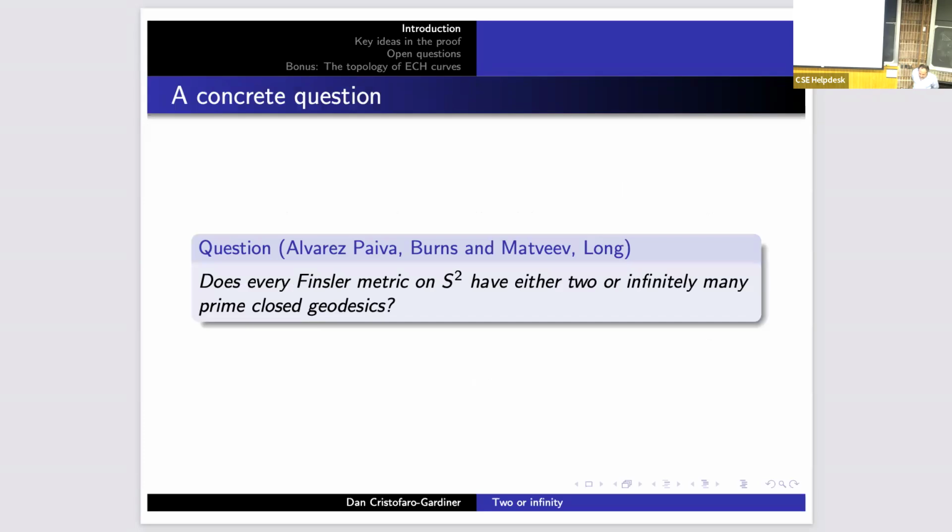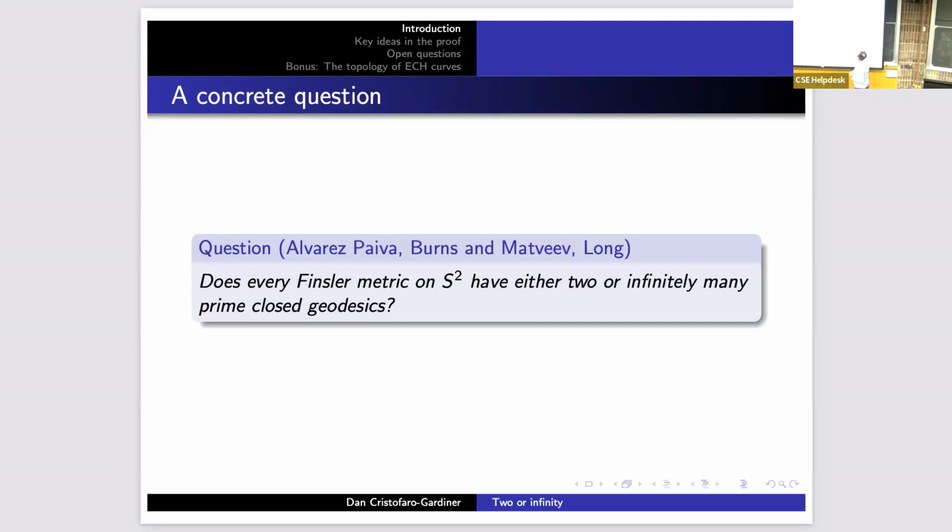Eventually this led to the following question, which was much studied in the Finsler context. These are three different sets of authors who asked about it. In the S2 case, I know that I can have two, and again, in the Riemannian case, you always have infinitely many.